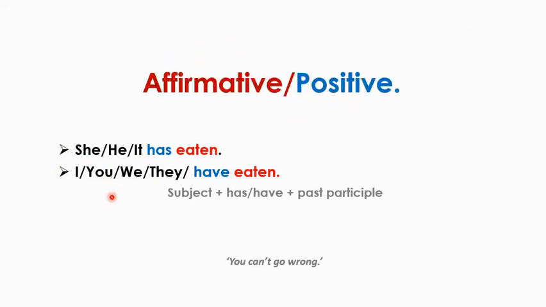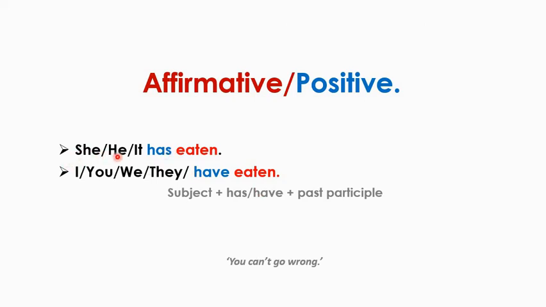The affirmative or the positive. Under the affirmative or positive, we have our subjects, she, he, it, and has, our helper verb. Okay? And then the verb 3 or the past participle. This is the structure. We have a subject, has, have, and then our past participle.